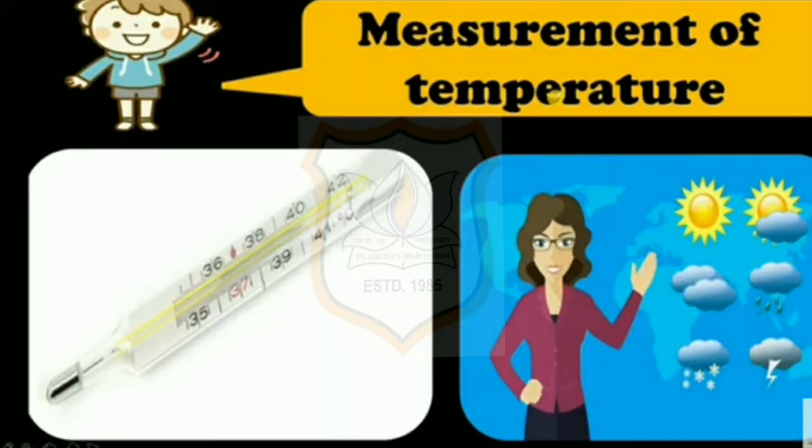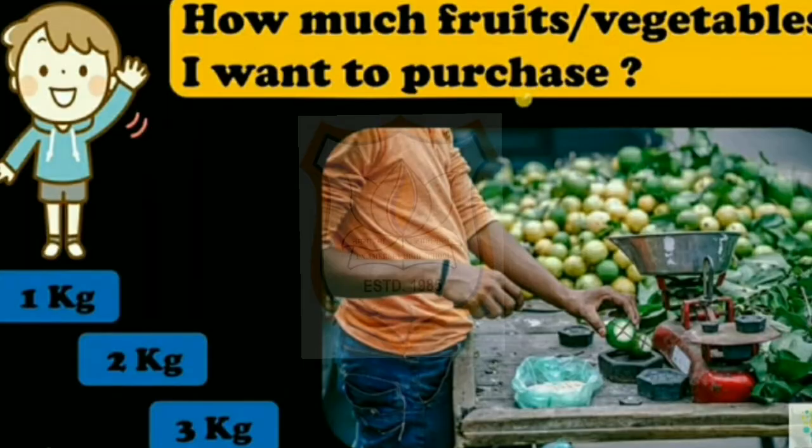Measurement of temperature. This is the measurement of mass. When we fall ill, the doctor measures our body temperature. How much fruits, vegetables do I want to purchase? 1 kg, 2 kg or 3 kg? When we buy fruits and vegetables, the shopkeeper measures the quantity.